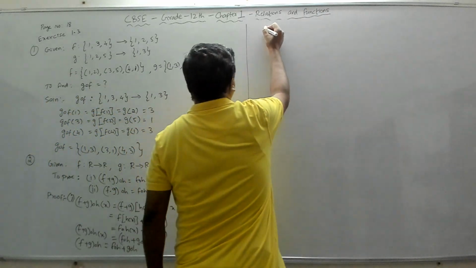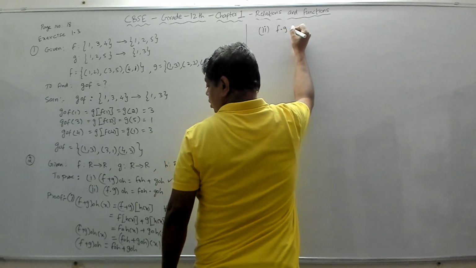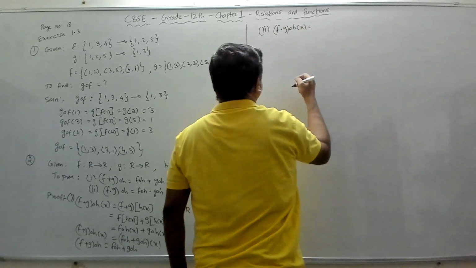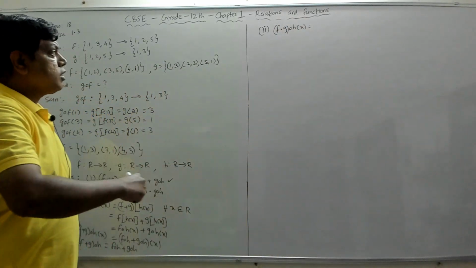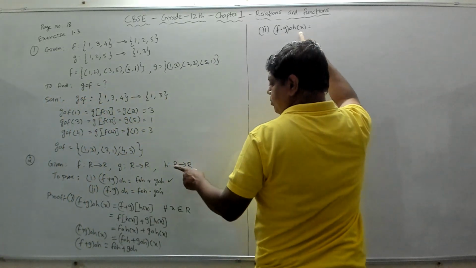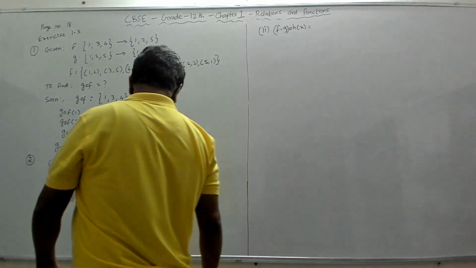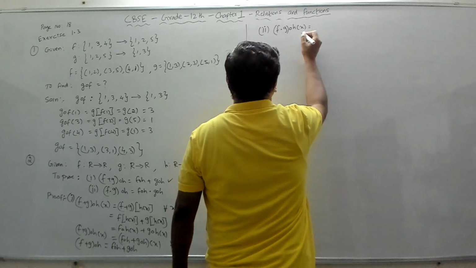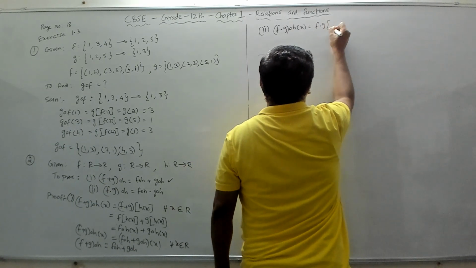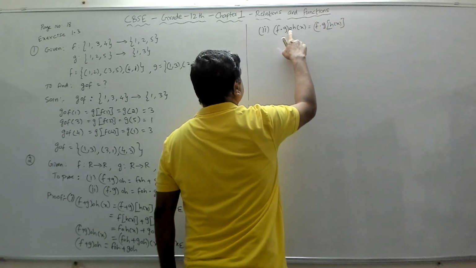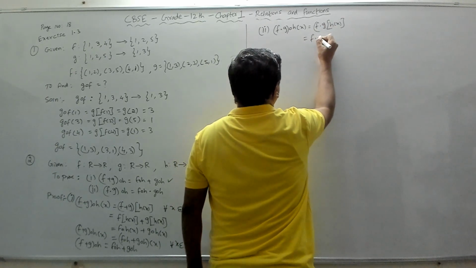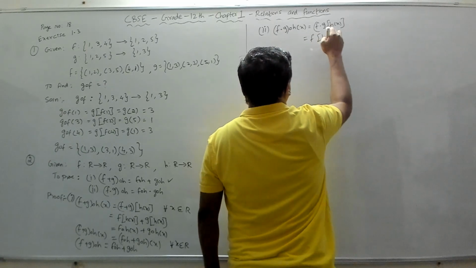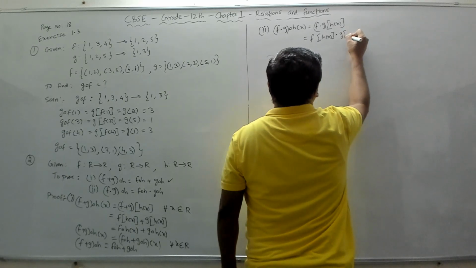The second one. So the second is ((f·g)∘h)(x). We will operate, that is, the function is applied on that element x, where x is coming from the set R. So this is true for every x belonging to R. That's when we can say both are equal functions. So that is equal to (f·g)(h(x)). If you remove the circle, you have to put the bracket. That is equal to f(h(x)) into g(h(x)).